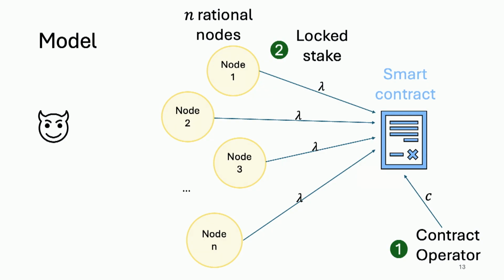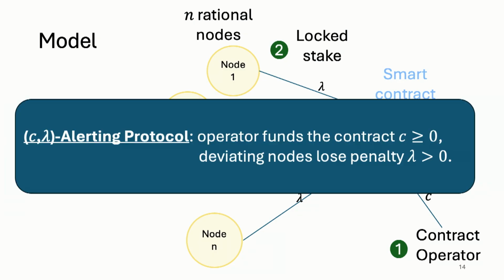So to participate in the protocol, each node has to lock lambda tokens as stake with the smart contract. And the smart contract can slash these tokens to penalize the nodes for misbehavior. So if the node is caught deviating from the protocol, the smart contract can penalize it by taking away the lambda tokens. And the protocols that we care about are what we call C-lambda alerting protocols.